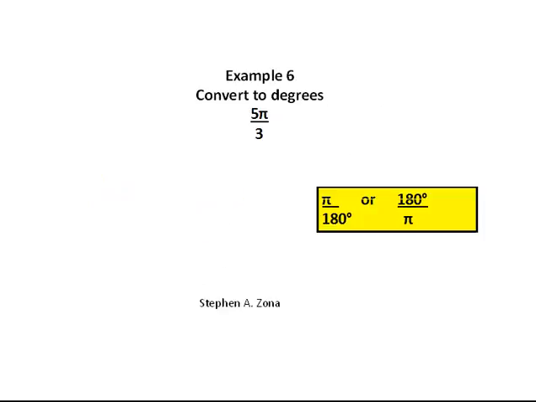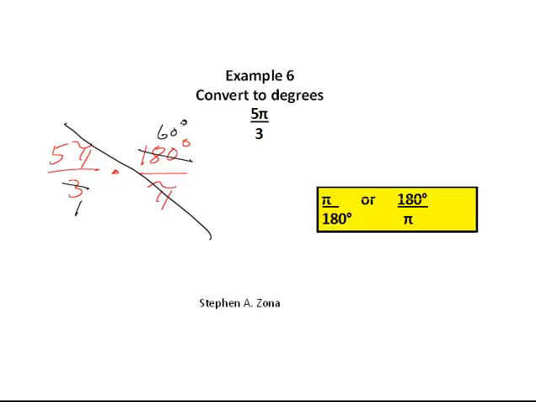Last problem. Starting out with 5 pi over 3, and I want to get my answer in degrees. So first thing I'm going to do, using my conversion factor, 180 degrees over pi. My pi's cancel out. 3 into 3, 1. 3 into 180 is 60 degrees. Multiply my tops. The bottoms have all canceled out, so multiply my tops, and I'm left with 300 degrees.